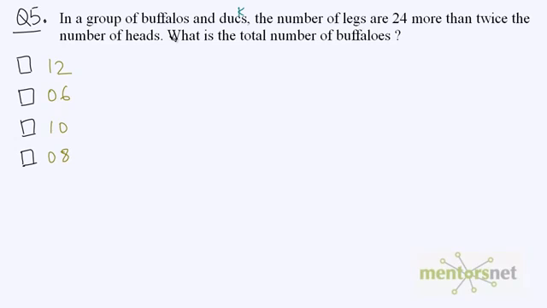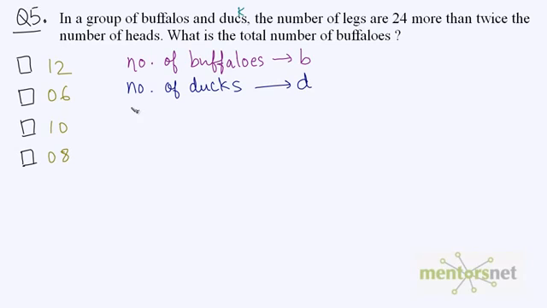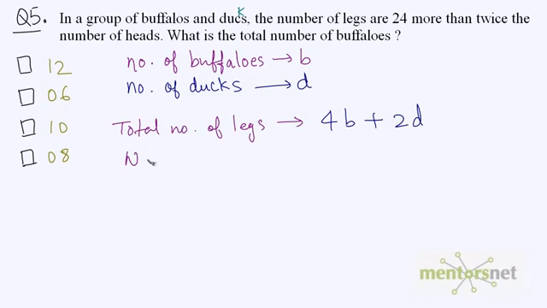Firstly, you should know that a buffalo has 4 legs and a duck has 2 legs. Let us assume that the number of buffaloes is B and the number of ducks is D. Now the total number of legs in this group: we have B buffaloes and a buffalo has 4 legs, so we can write 4B, plus we have D ducks and a duck has 2 legs, so plus 2D. Then the number of heads means the total number of animals in this group, so the number of heads is B plus D, because there are B buffaloes and D ducks.